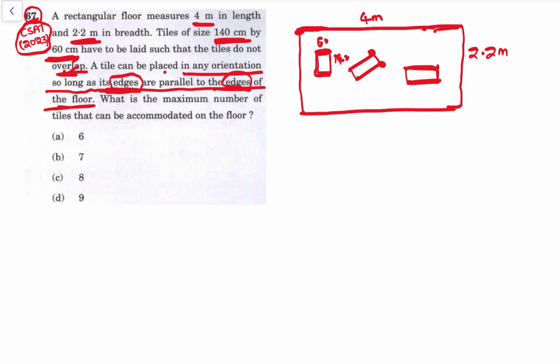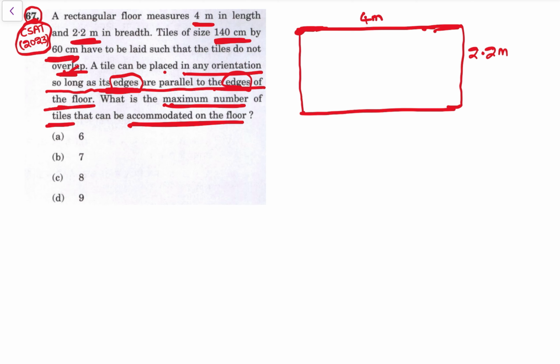So they cannot be placed like this, okay? They should be parallel. Either place them vertically or horizontally. That's the meaning. Then the question is, what is the maximum number of tiles that can be accommodated on the floor? How many maximum tiles of 140 centimeters by 60 centimeters can we accommodate in this floor?